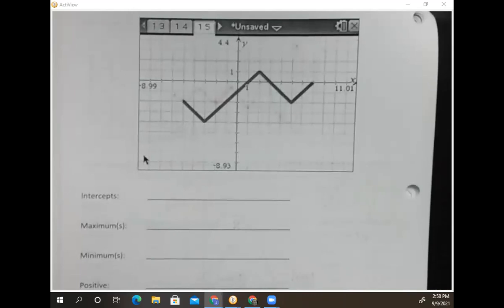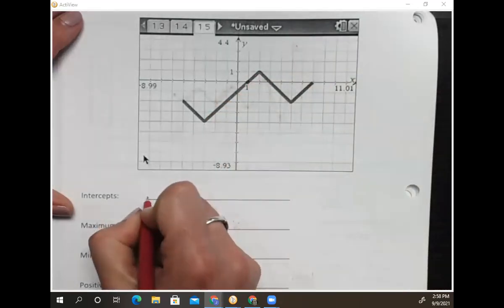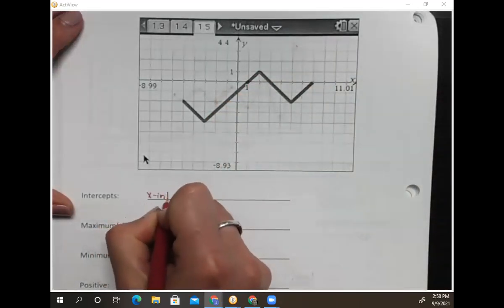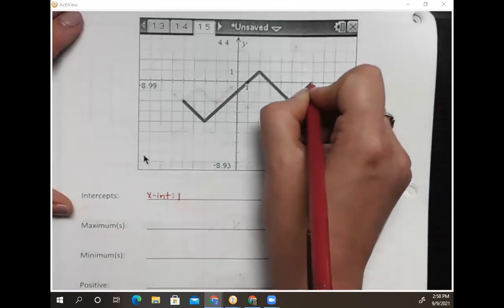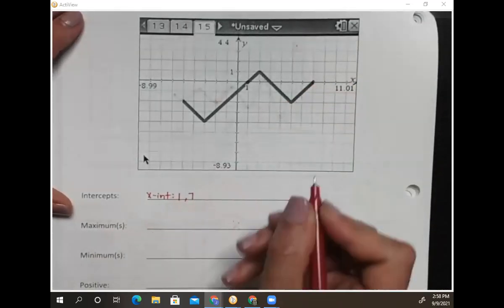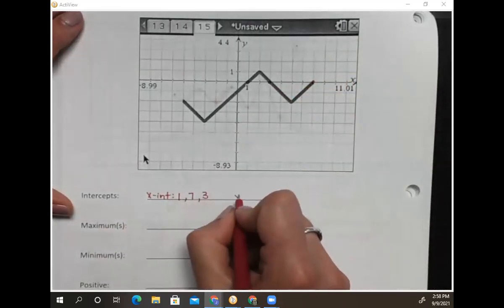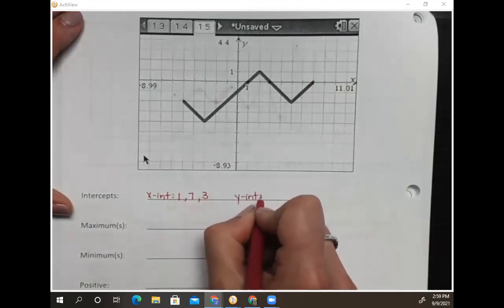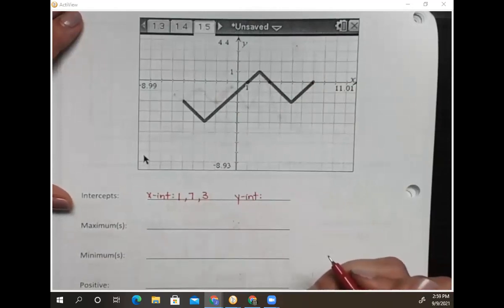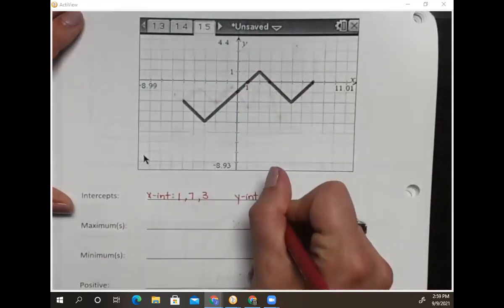Okay, let's talk about our intercepts here. Where do I have x-intercepts? Gotta label these as my x-intercepts at 1, at 7, and at 3. Any y-intercepts? At -1, I have a y-intercept.